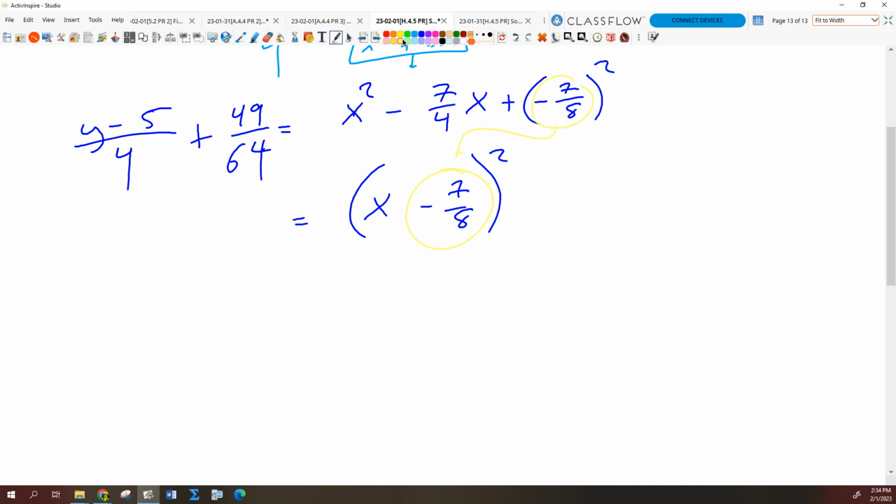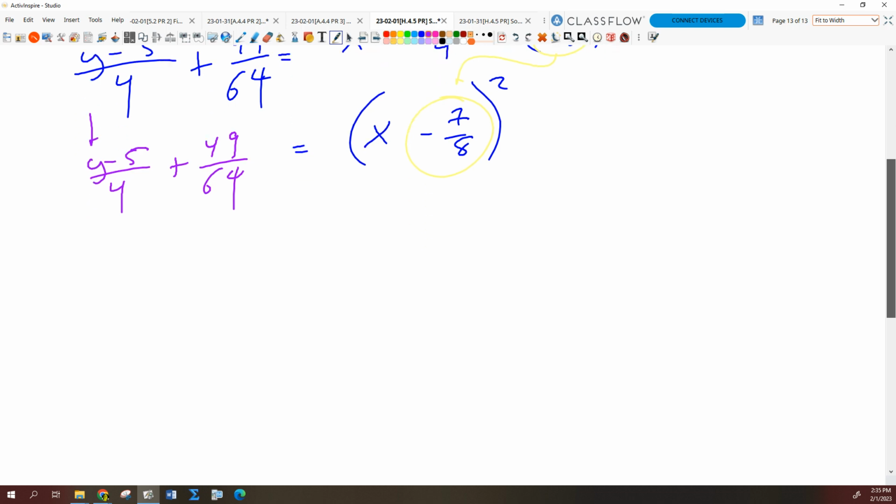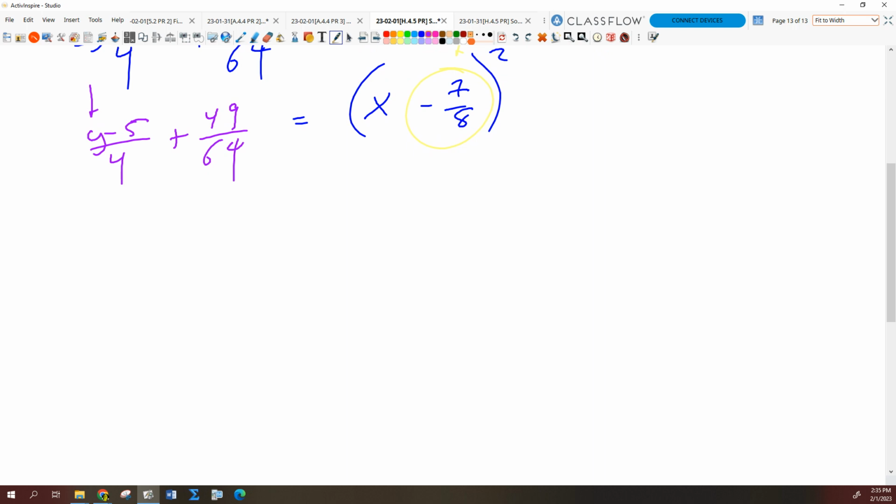No, you don't. You could, but you don't have to, because now what we're going to do, we've completed the square. Now we're just going to need to re-isolate the y. We're just going to undo all the steps we just did to get the y by itself, right? So what are we stuck with at this point? We've got y minus 5 over 4 plus 49/64. Okay, to isolate that y, what's the first thing I've got to do? Subtract 49/64, right? Okay, so we'll do that.